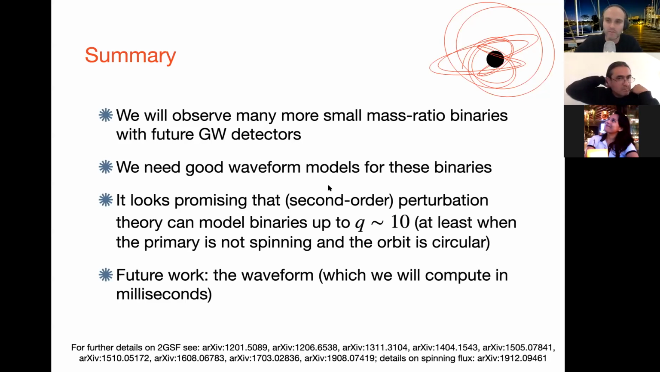As always, we need good waveform models for these binaries. And as I talked about, we need to use perturbation theory in order to do that. And we know from MREs you need to go to second order, but what's most interesting recently from these new results is it actually looks like perturbation theory can model binaries all the way up to mass ratios of 1 to 10, which is really quite spectacular. With the caveat, of course, at least when the primary is not spinning, it's going to take a while to check that, and when the orbit is circular, which is still limited.